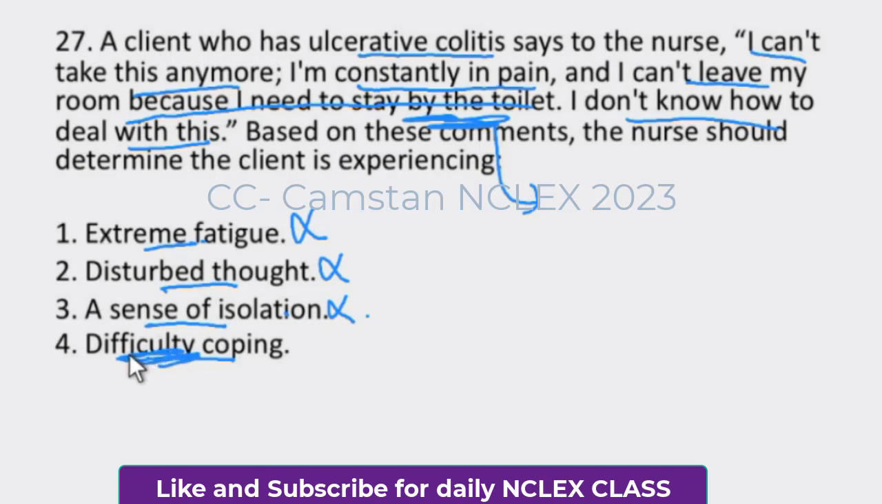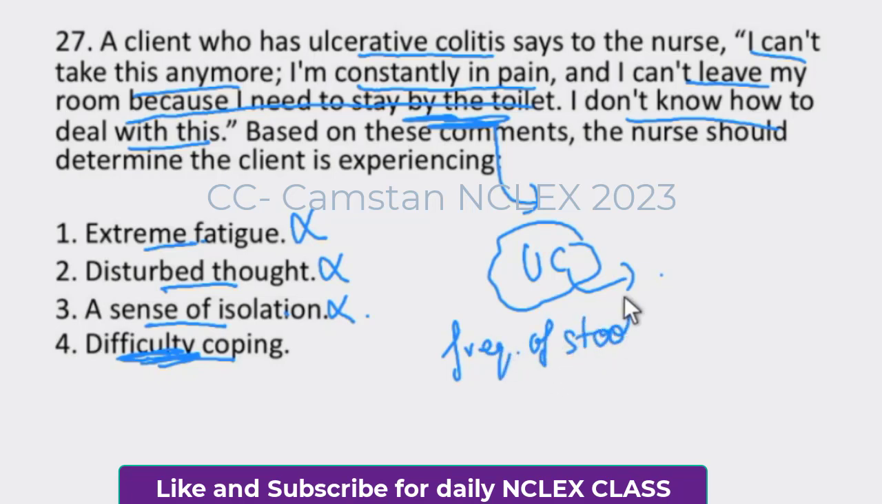It is common for the client with ulcerative colitis to become apprehensive and have difficulty coping with frequency of stools and presence of abdominal cramping. So, a client with ulcerative colitis, in case of flare-ups, can have difficulty coping with frequency of stools because we all know that the main symptom is bloody diarrhea, right? So, the patient can have difficulty with frequency of stools and abdominal cramping.